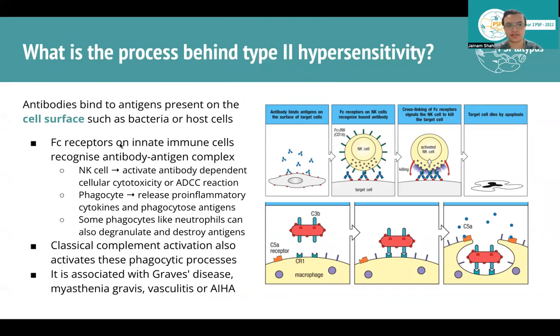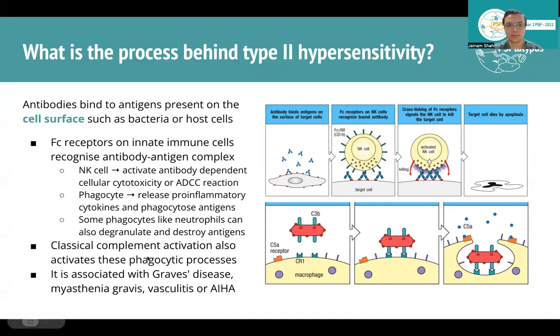As a bit of background, the Fc receptors are found on the innate immune cells, and they recognize any antibody-antigen complexes that are made. So NK cells activate the antibody-dependent cellular cytotoxicity, or ADCC, reaction. Phagocytes release pro-inflammatory cytokines and then phagocytose the antigens. And there are also some other phagocytes, like neutrophils, that can degranulate and destroy antigens. You also have the activation of the classic complement system.